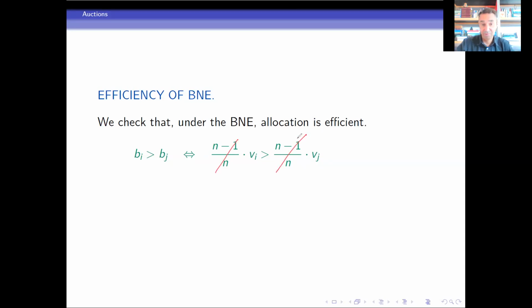these factors in front of the valuations cancel, and allocating to the highest bidder is the same as allocating to the one with the highest valuation, because they do not bid truthfully, so they do not bid their valuation, but they all use the same bid shade, the same fraction of their valuation as a bid. And that means that the one with the highest bid is still the one with the highest valuation. So the auction does what we want.